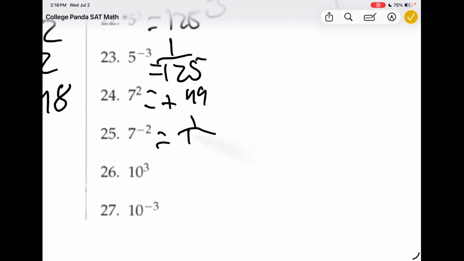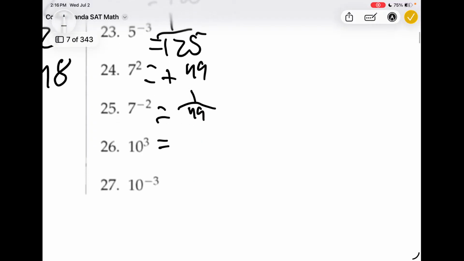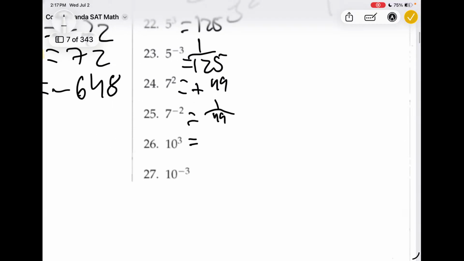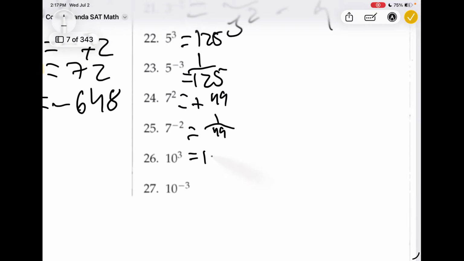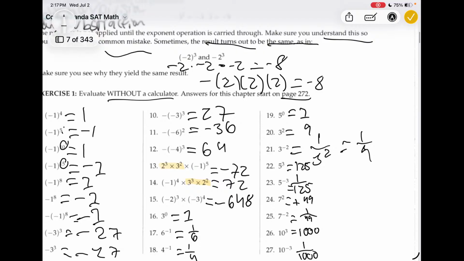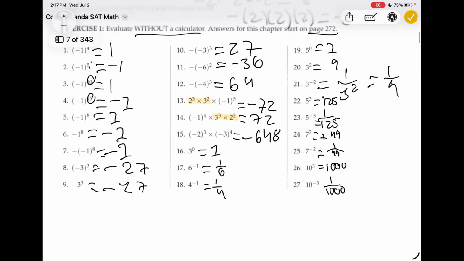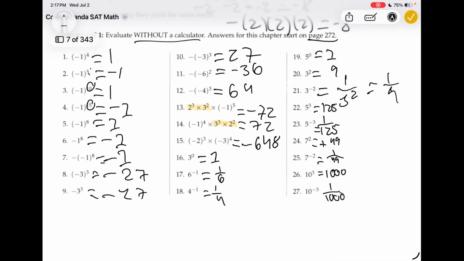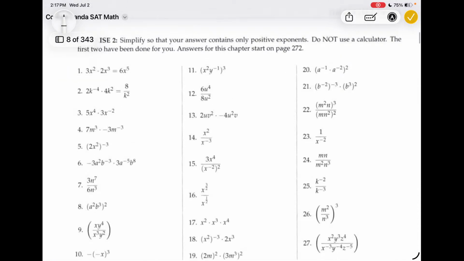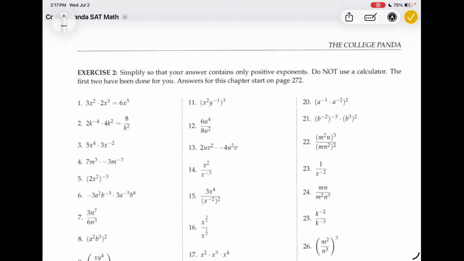So 49, 1/49. 10 to the third, 10 times 10 times 10, that's 1,000, and this is 1/1000. So that's the answers I got for this. Let me know what you guys got for here. Simplify so your answer contains only positive exponents.